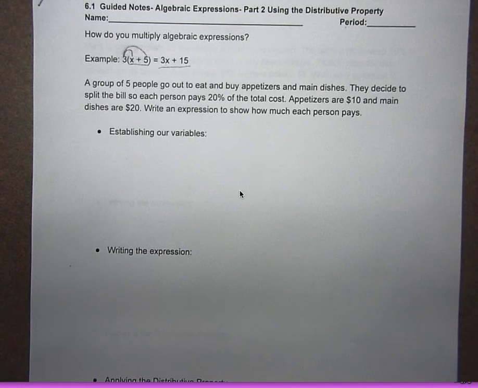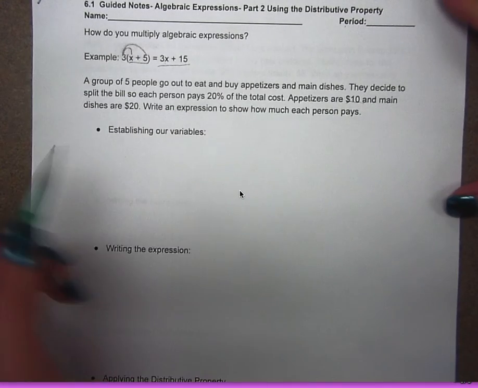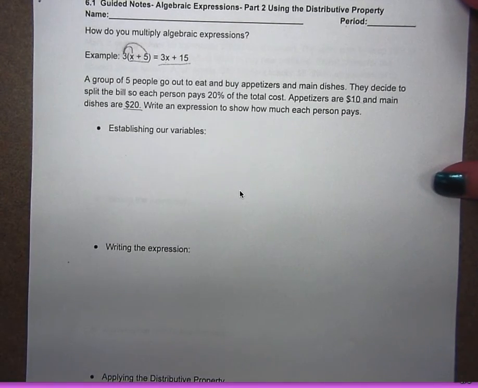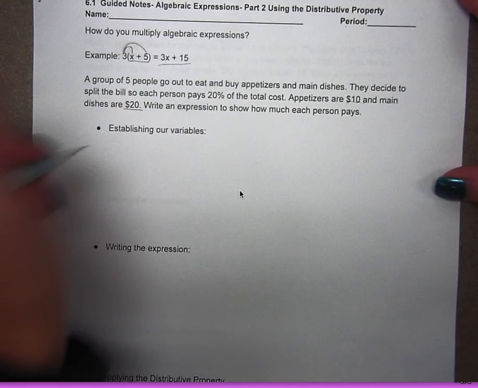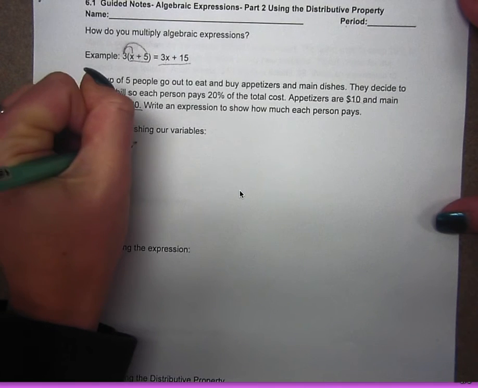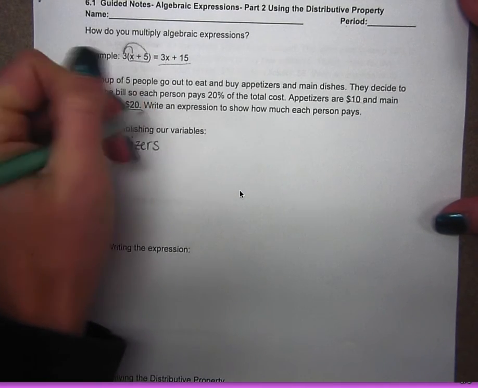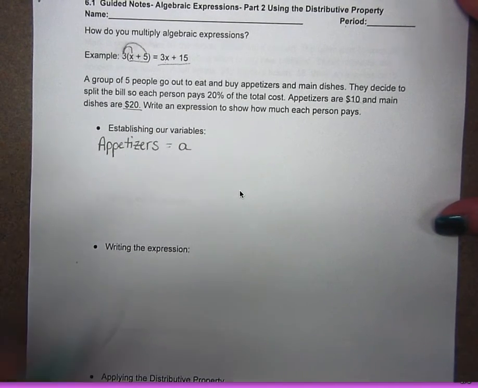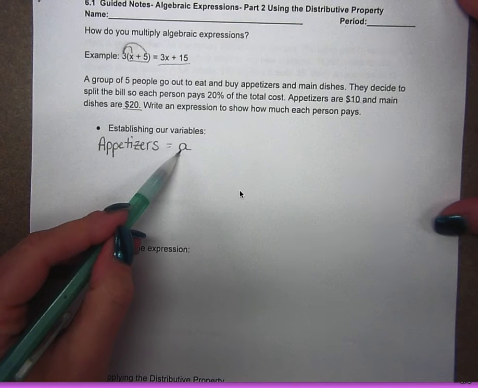So we know that each person is going to pay an equal amount, and that amount is 20% of whatever they have for their total. And their total is based on appetizers and main dishes. So for our first step, I need to establish my variables. I know that appetizers are $10, and I'm going to use the variable A for appetizers. And I know that one appetizer costs $10.